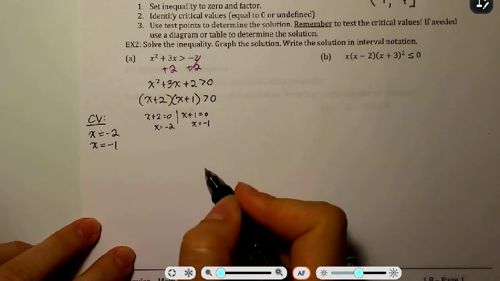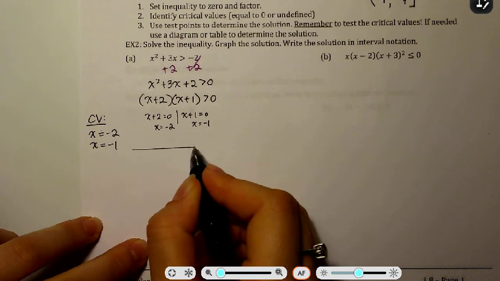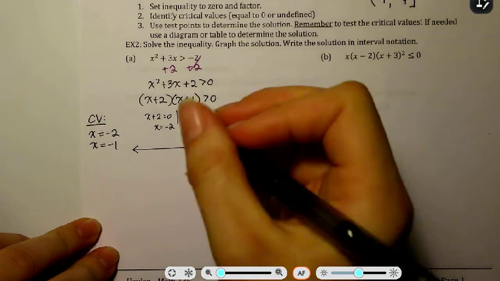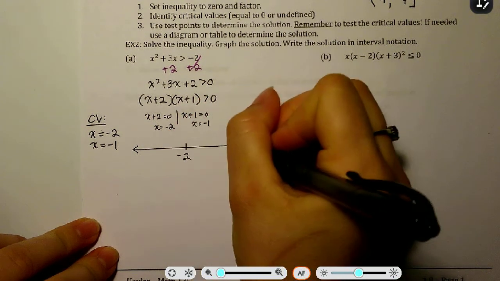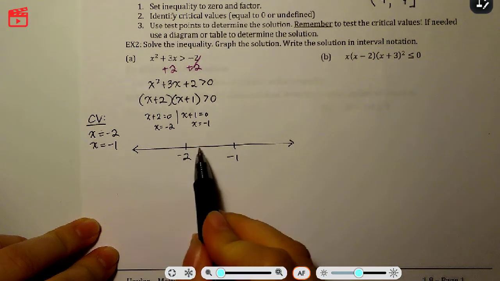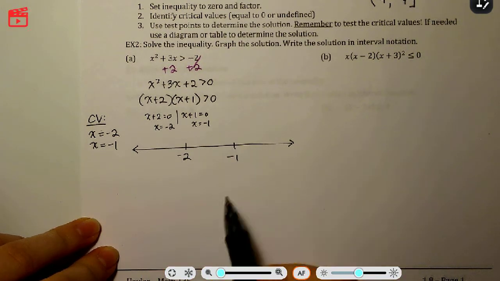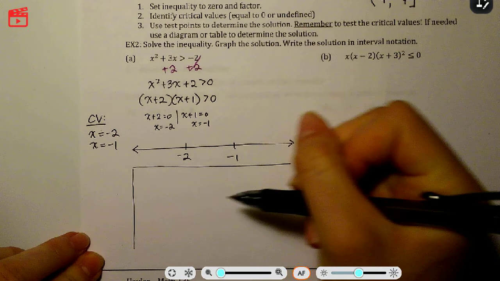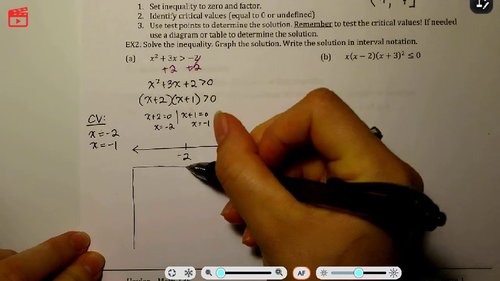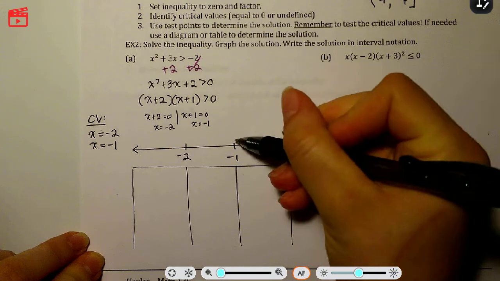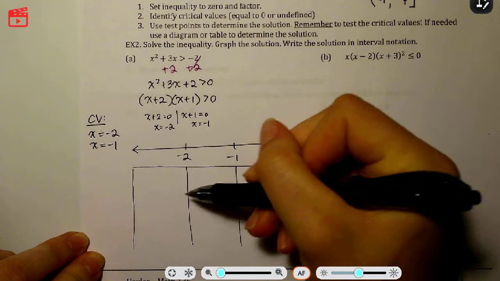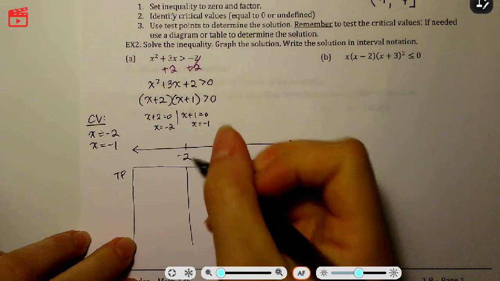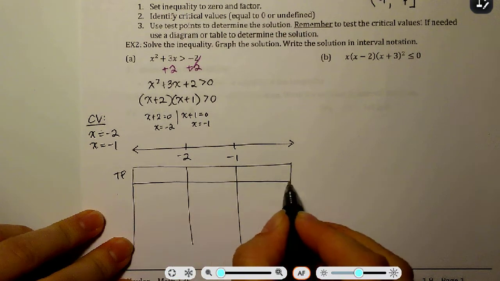So here we go. I like to use a chart when I create my test points, so I'll go ahead and draw in how my chart looks. So I'm going to plot my critical values, -2 and -1. Notice they have split my graph into 3 intervals. So we're going to test those intervals. And what am I testing for? I'll get to that in a second. But I'm going to go ahead and draw my box. Notice I split it down right where my interval is. So there are 3 columns because there are 3 intervals that we're testing. And we're going to pick test points from those intervals.